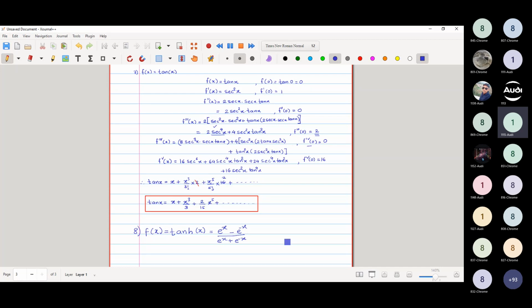Tan x जैसा ही expansion मिलेगा. Only the thing is you are going to get alternately plus minus. Okay, so alternately plus minus sign you are going to get. Okay, we'll stop here. Let me take the attendance. You write down all this thing.